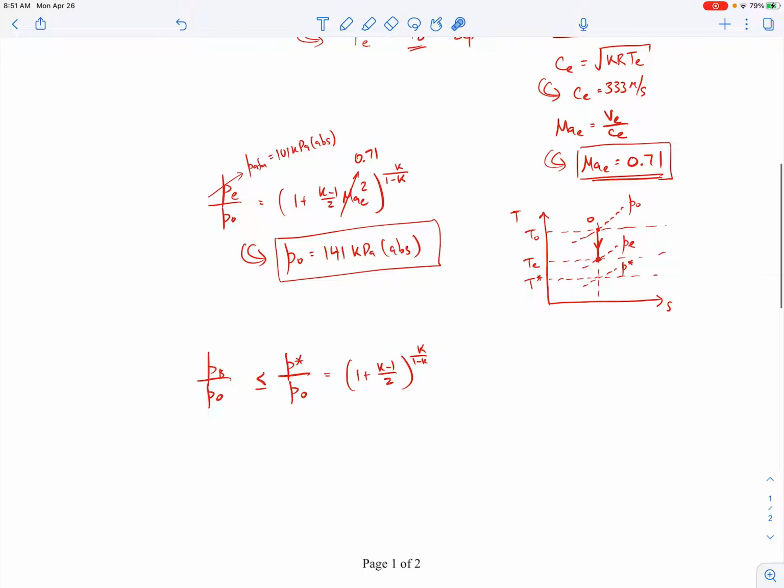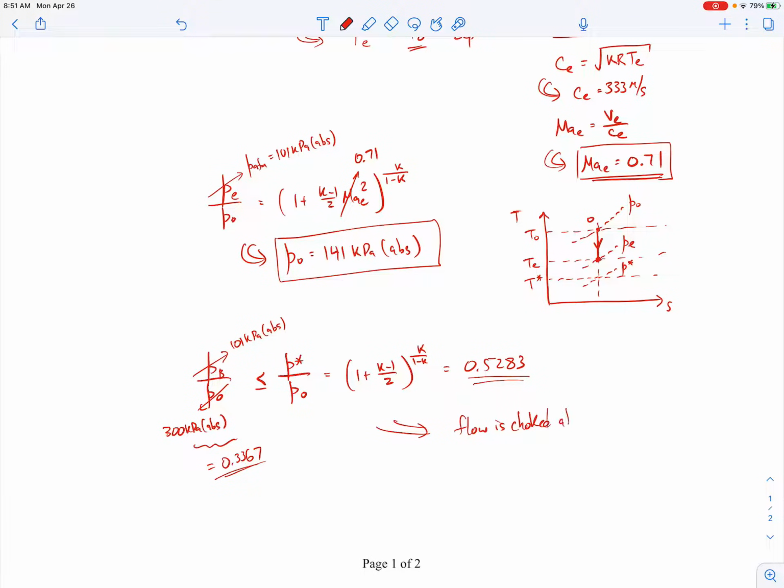Okay, so we're going to check this. If you plug in the numbers for the P star over P naught, that comes out to be 0.5283. P_B for this case will still be 101 kilopascals absolute. It's still the back pressure. And we're told the stagnation pressure was 300 kilopascals absolute for this part of the problem. Okay, so when you work this out, you'll find that P_B over P naught comes out to be 0.3367. So clearly that's less than the 0.5283. So what this means is that the flow is choked at the exit.